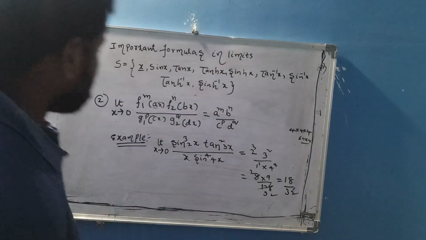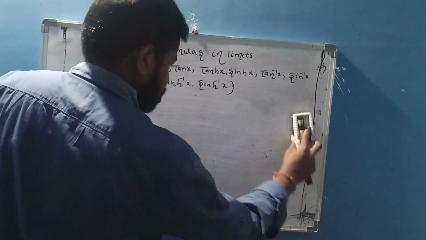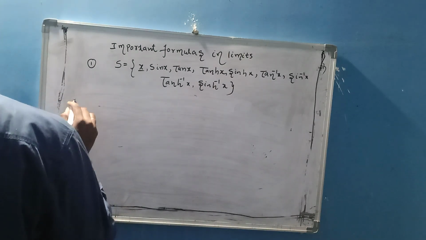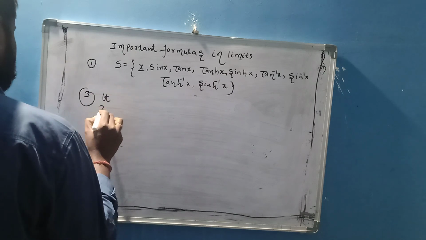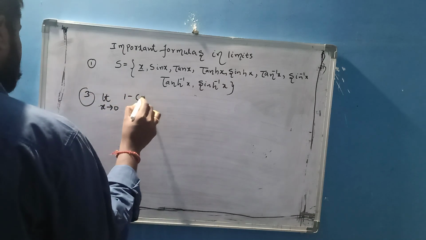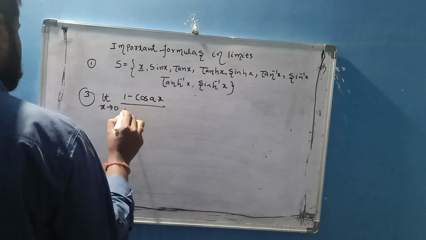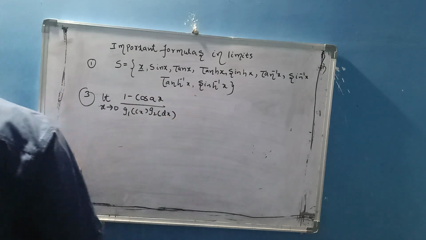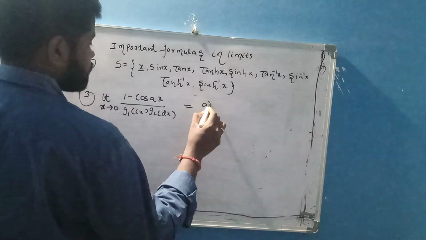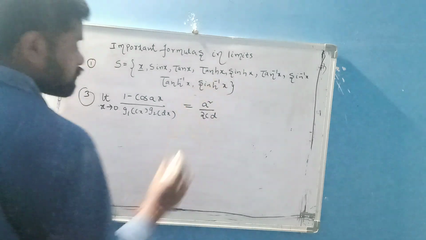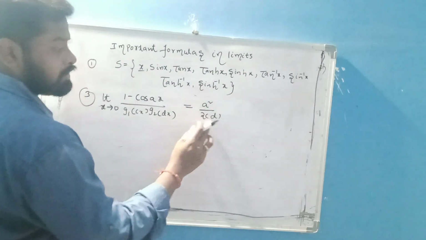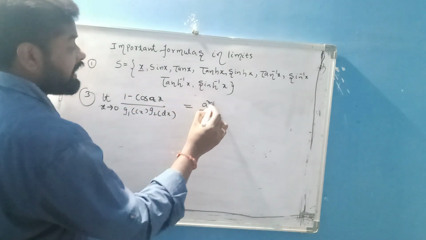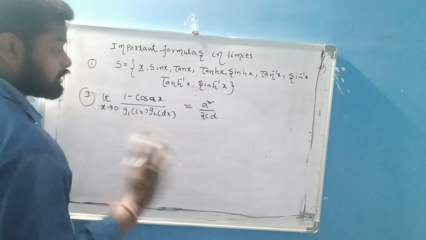Next, third formula. Limit x tends to 0 of 1 minus cos ax by g1 of cx g2 of dx equals a square by 2cd. Here also coefficients. Here the denominator is a multiplication, that's why you multiply coefficients. In 1 minus cos ax, what is the coefficient here? A, that's why we take a square by 2cd. A square by 2cd formula.